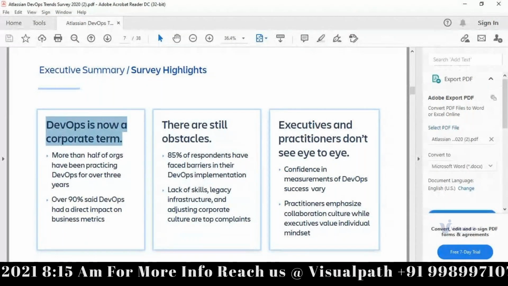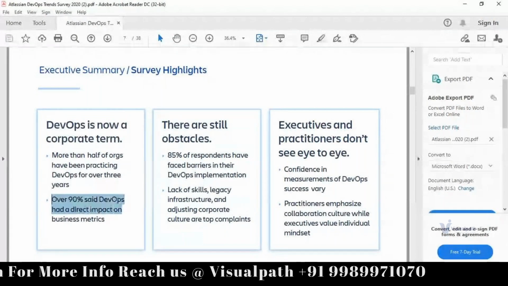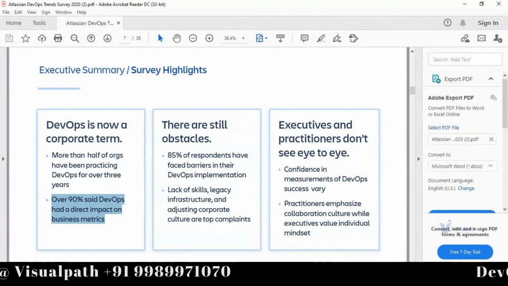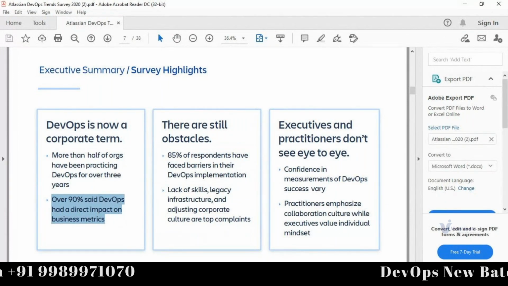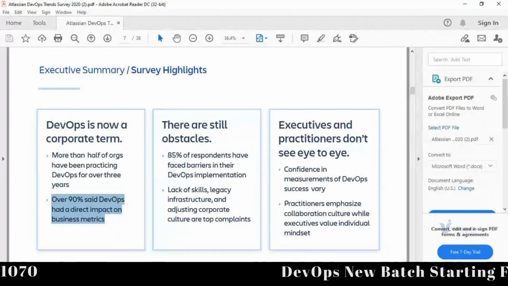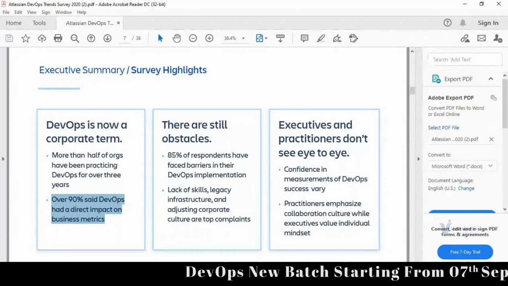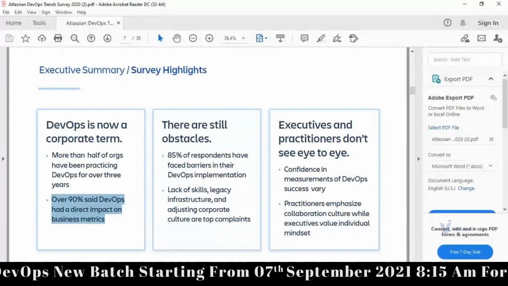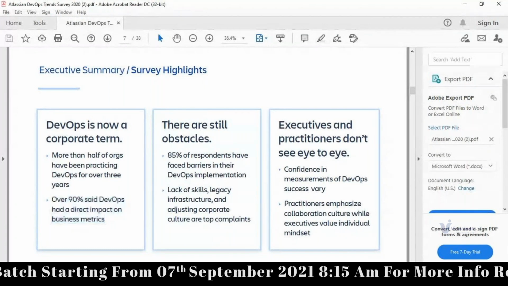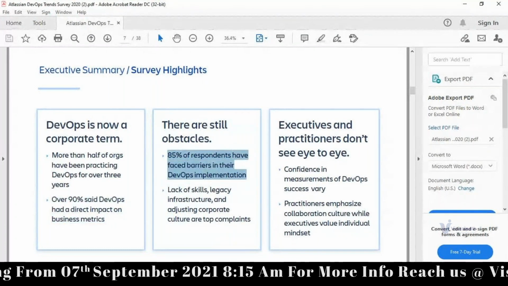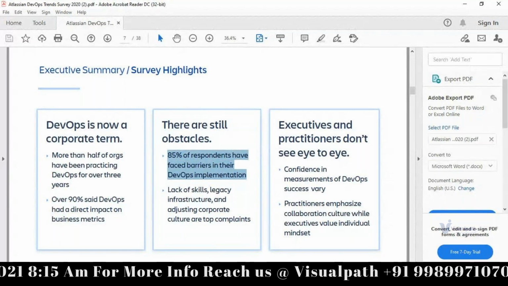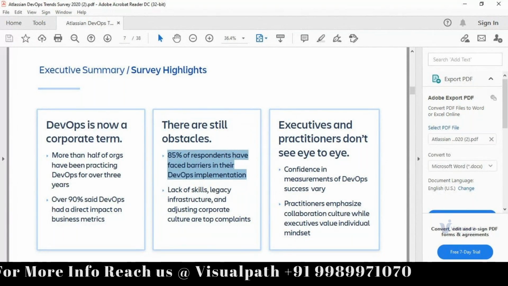Over 90% said DevOps has a direct impact on their business metrics. So if you get into DevOps, you will be impacting the business of the company, good or bad. Both ways, it goes both ways. But this is the problem which you are going to solve. 85% of the respondents have faced barriers in implementing DevOps. 85% is a big number, right? Why are they facing that many problems in implementing DevOps?